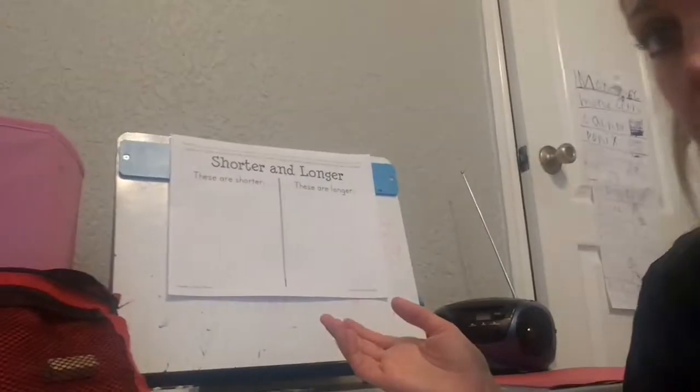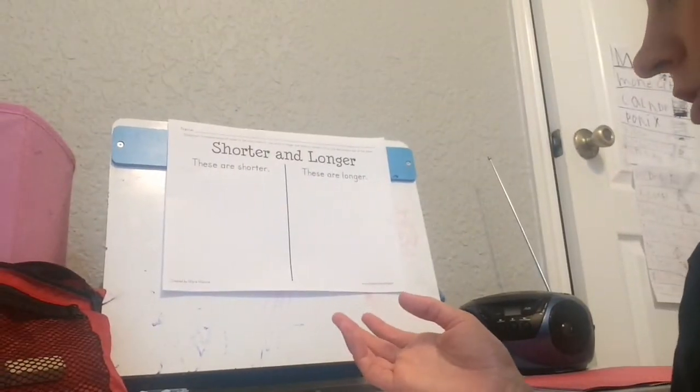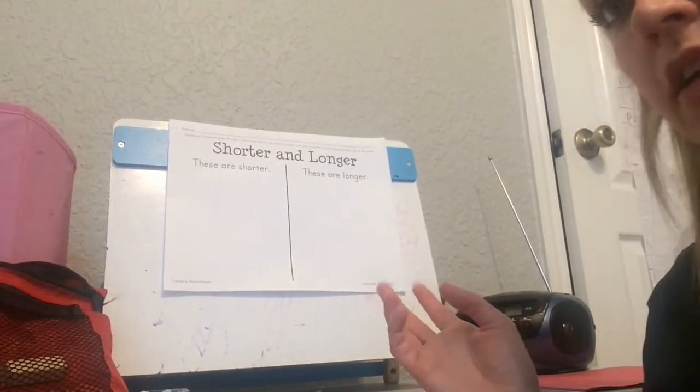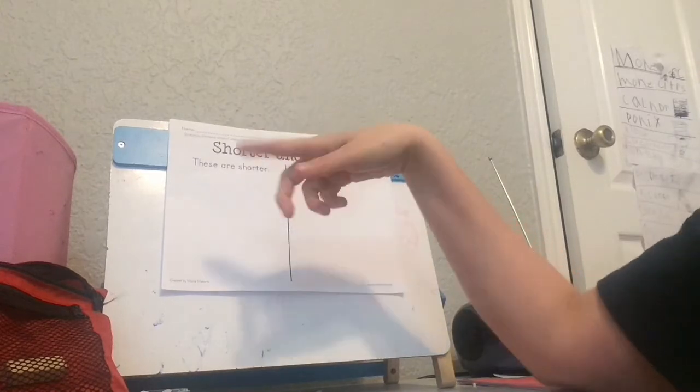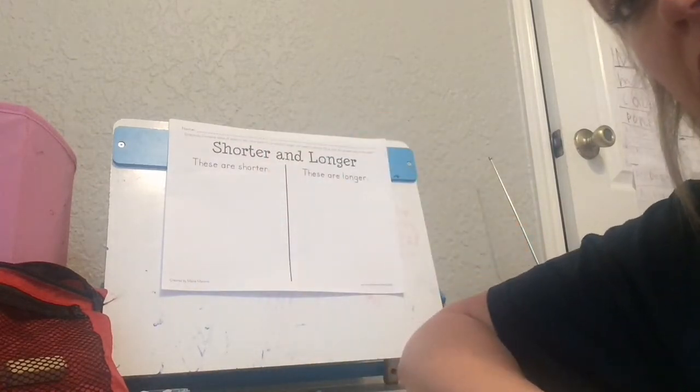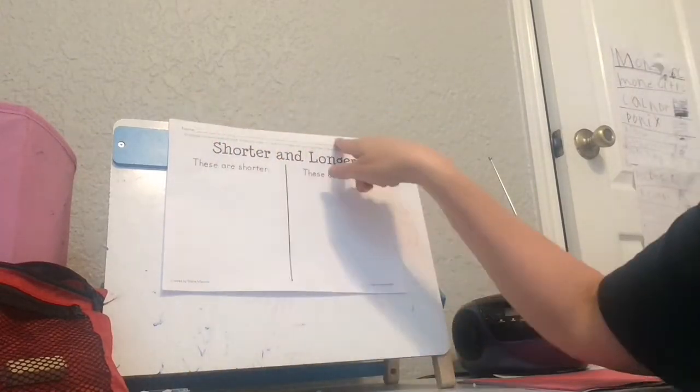Okay, so if you do have a printer, this is what the paper looks like. I got this online from Kindergarten Craze, I think. And so it's basically just a T-chart. You can write your name. The way we start is always the same. We pick up our pencil, we write our name. So you can write your name, okay?